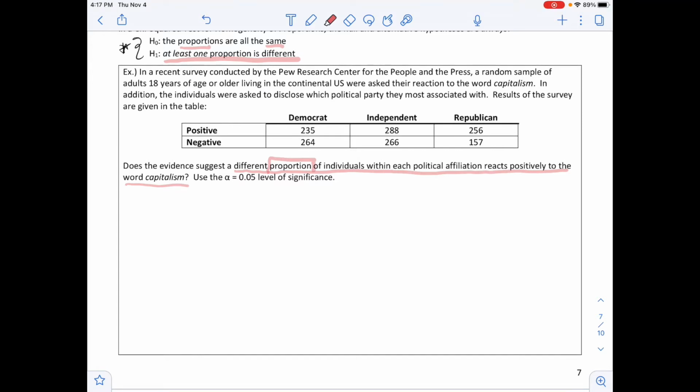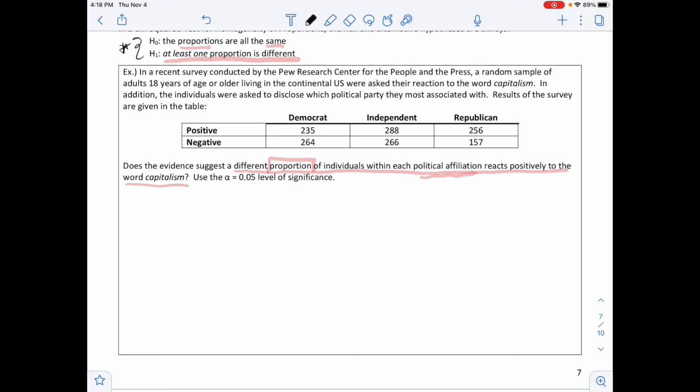And with this, I notice that there's more than one group here when talking about political affiliation. There are 3 groups. We learned about dealing with 2 proportions back in chapter 9, and 1 proportion in chapter 8, so this is almost like an extension of that. And in order to do the chi-square test for homogeneity of proportions, we have to have a null, which would be that the proportions are all the same, and then H1 is that at least one proportion is different.